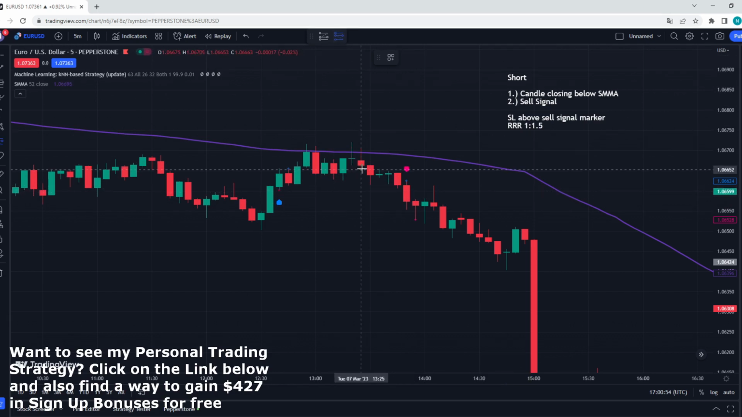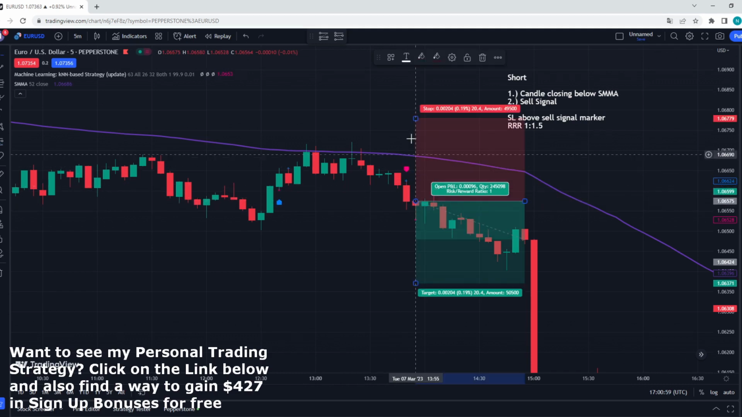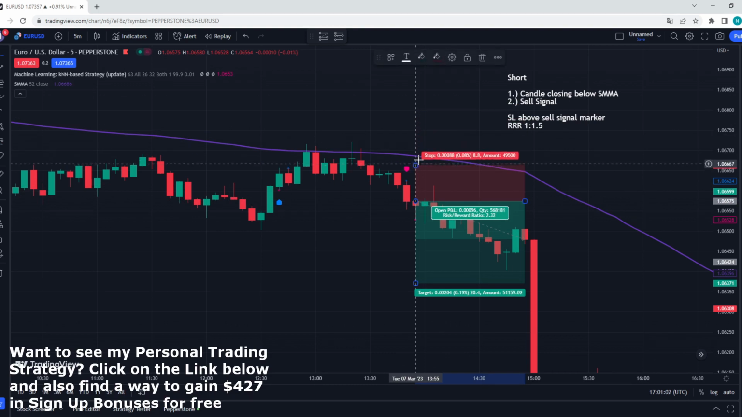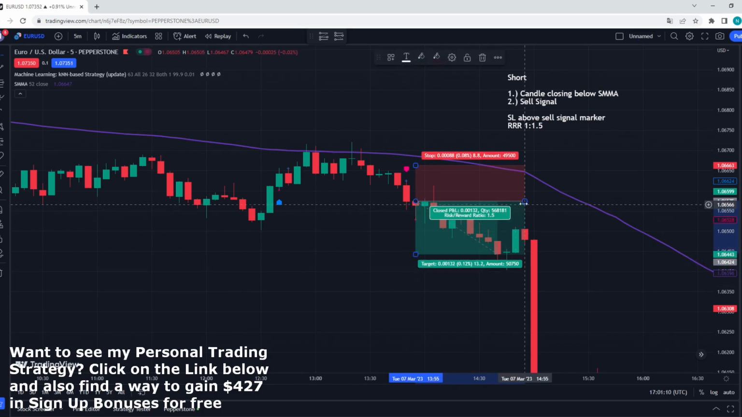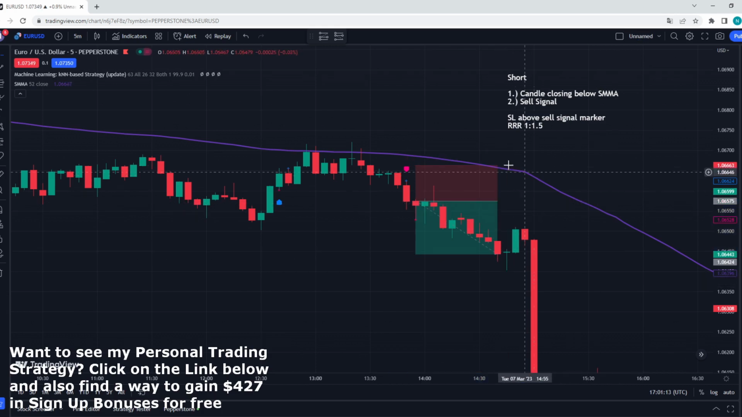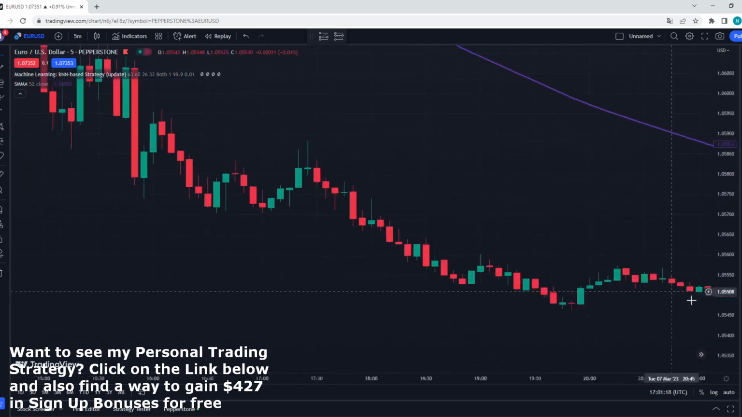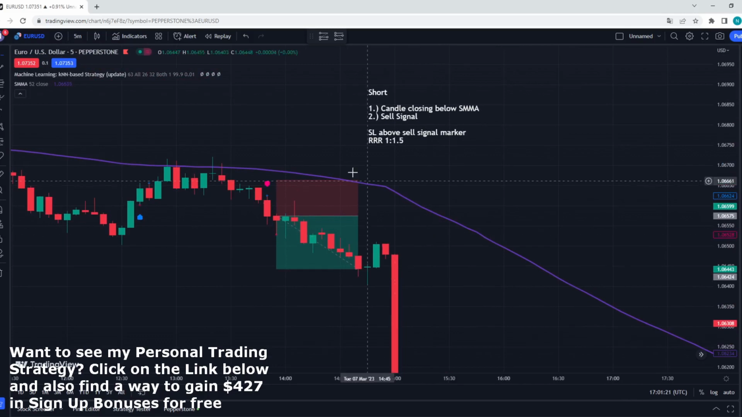And when we have this sell signal, this candle is closing over here. So we will enter the market here, put our stop loss above the sell signal marker. We have a risk reward ratio of 1 to 1.5. And within about half an hour, we hit our target. And as you can see later on, it is moving only in the short direction. So this is a very, very good example as well. So I think that's it for the trading rules so far. Let's start with our backtest, and then we will see the result. So let's go.